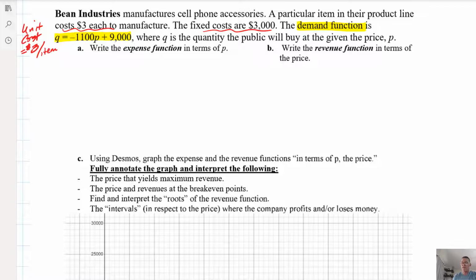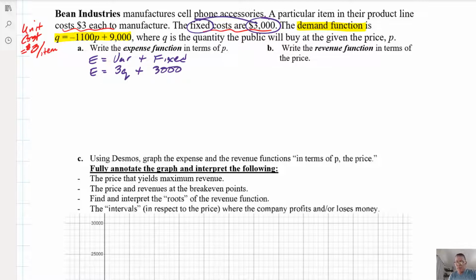So what we want to do is write the expense function first. The expense function is always your variable expenses plus your fixed expenses in general. E stands for expense, total expense function. And the variable expense is always unit cost times quantity. So we take the unit cost of $3 and times it by the quantity plus your fixed expenses, which it says right here, fixed expenses, obviously $3,000. So we have to add $3,000 to this.